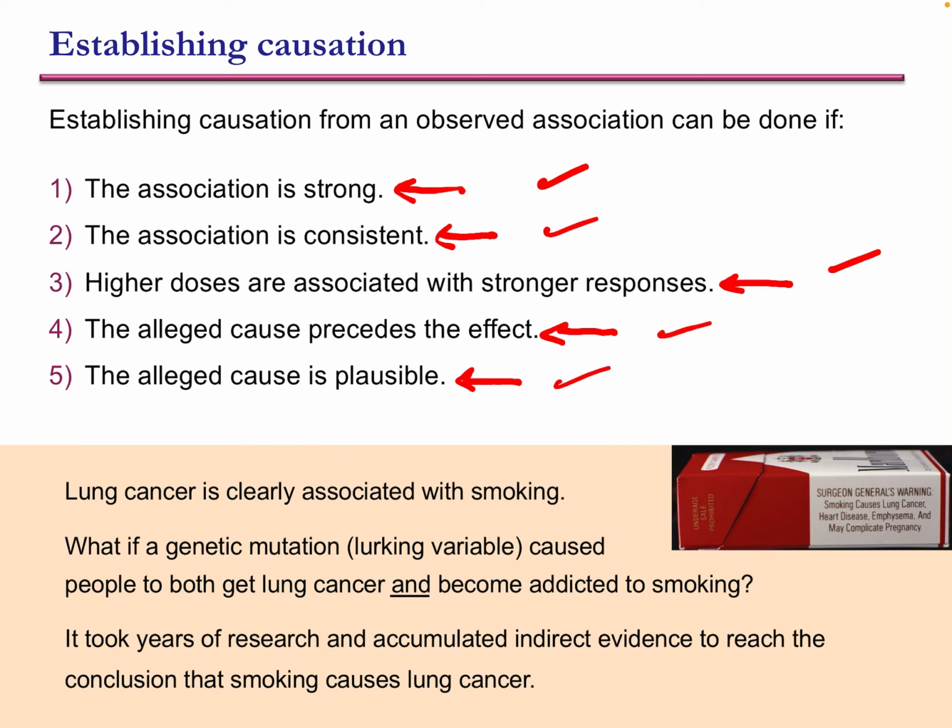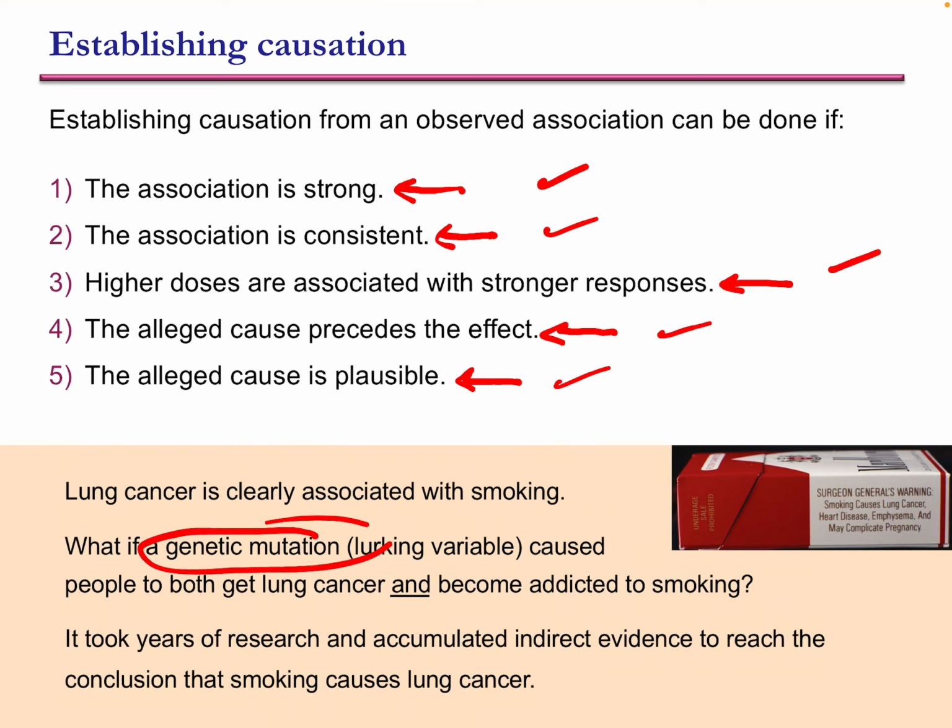For example, what if there were a genetic mutation, a lurking variable, that simultaneously caused someone to both get lung cancer and become addicted to smoking? Well, if that mutation weren't known, but its effect were a real thing, then there might appear to be a relationship between lung cancer and smoking, when really there's not. They're both being driven by that genetic mutation. We're pretty sure that there's no such mutation that does that.